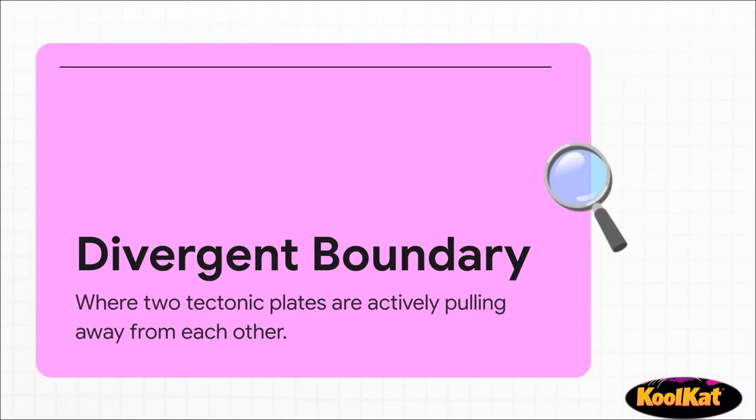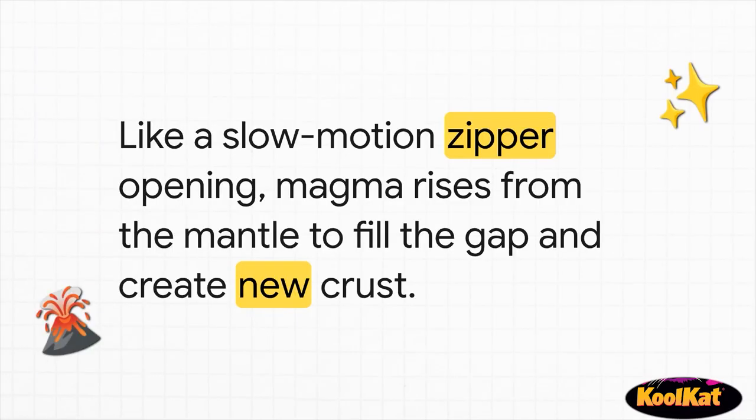First up, we've got divergent boundaries. The key word to remember here is divide. It's super simple. At these boundaries, two plates are literally pulling away from each other. They're diverging. The best way to picture this is to think of a giant zipper opening up super slowly right on the Earth's surface. As those plates pull apart, that super hot magma from deep inside the Earth rises up to fill the gap. It cools, it hardens, and bam, you've got brand new crust.